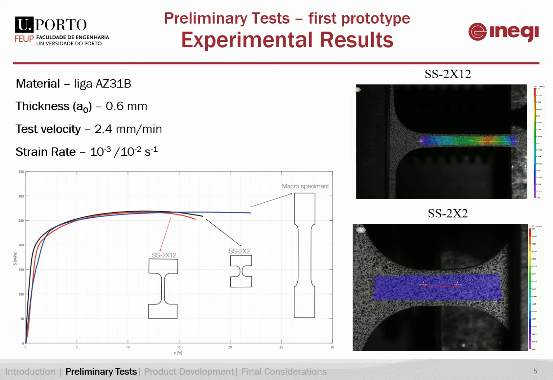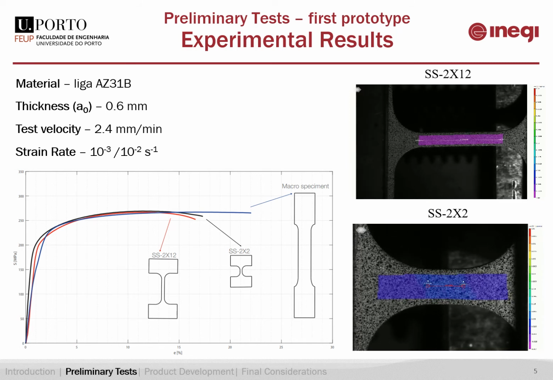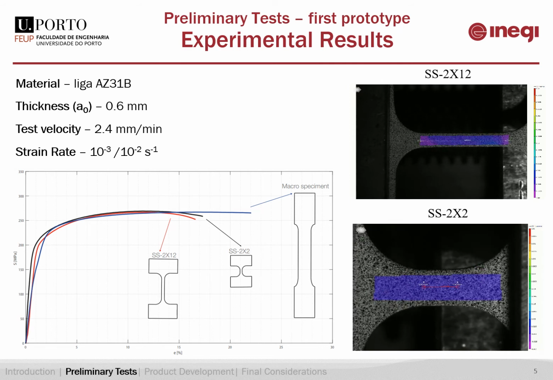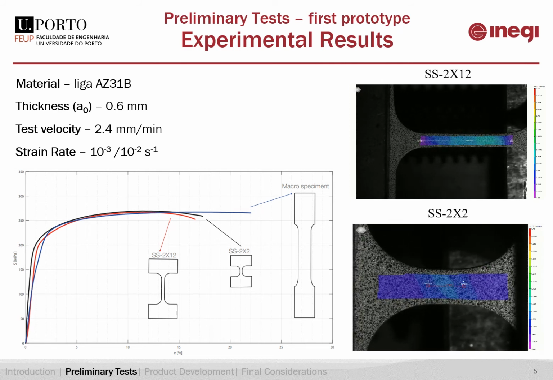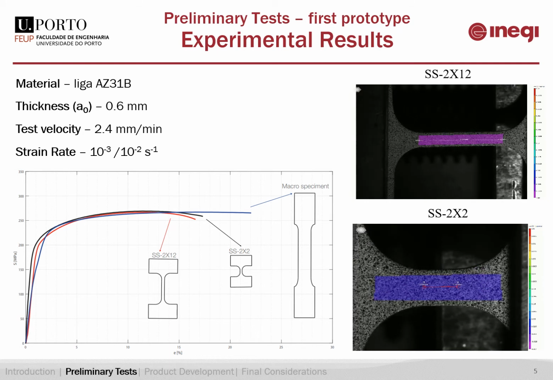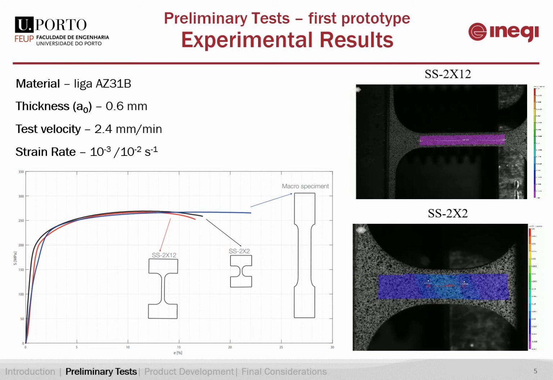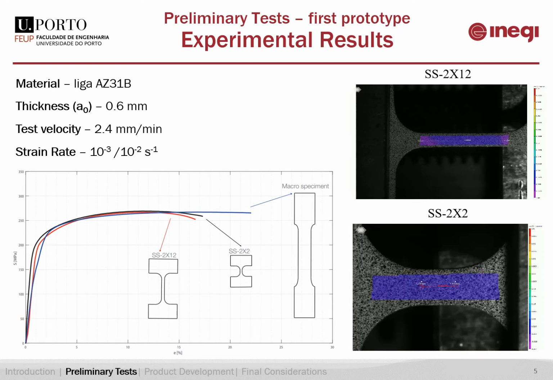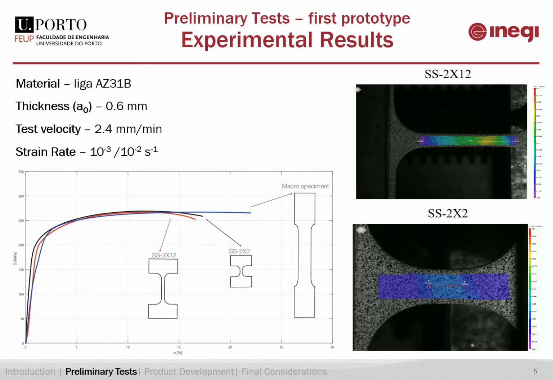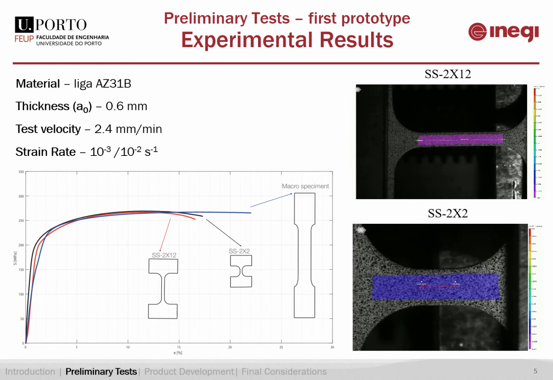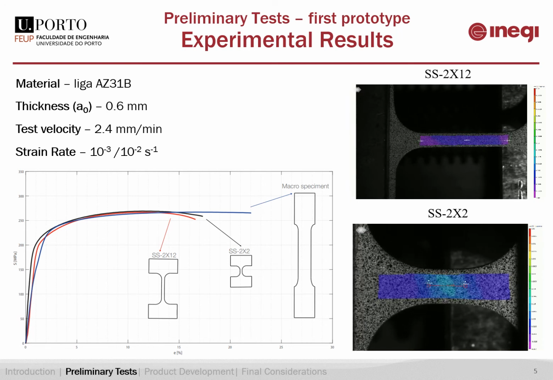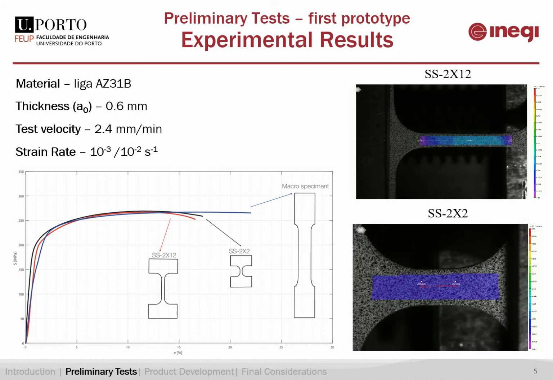The strength parameters, namely the yield strength and the ultimate strength, are similar, but as you can see, the elongation is more sensitive to miniaturization, especially the ultimate strength elongation and the total elongation. However, these results can be considered satisfactory and provide a very good evaluation of mechanical properties for this material.